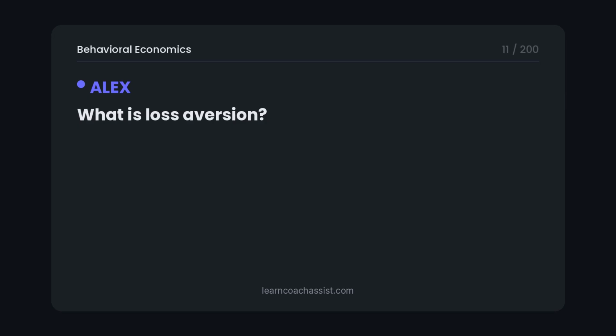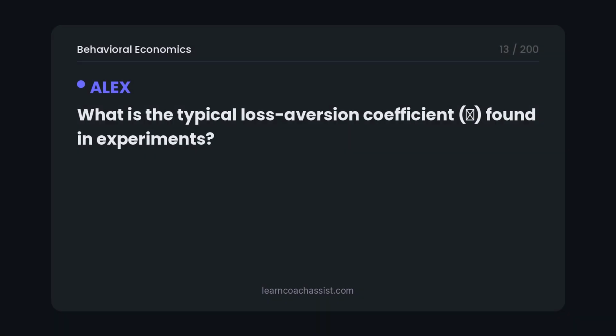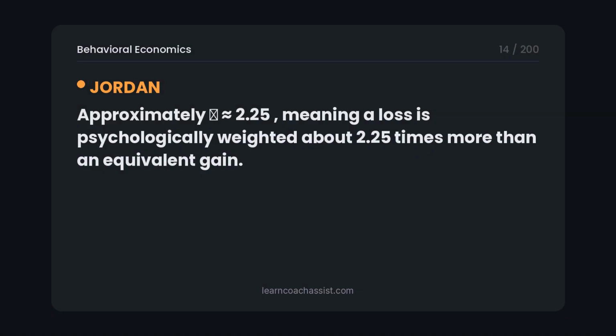What is loss aversion? The empirical finding that losses loom roughly twice as large as gains of the same magnitude, i.e., losing $100 feels about twice as painful as gaining $100 feels pleasurable. What is the typical loss aversion coefficient, lambda, found in experiments? Approximately lambda ≈ 2.25, meaning a loss is psychologically weighted about 2.25 times more than an equivalent gain.